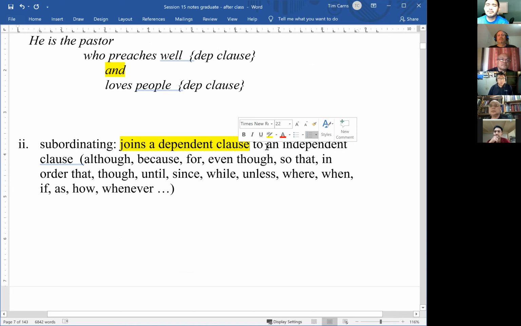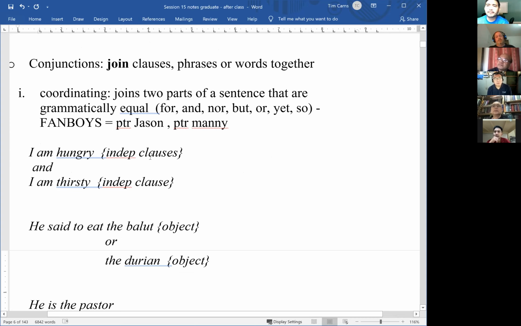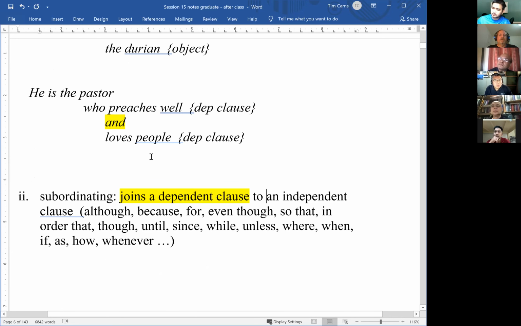All right? A coordinating conjunction joins two parts of a sentence that are grammatically equal. They could be clauses, they could be phrases, they could be words. A subordinating conjunction connects a dependent clause to the word that it modifies. Okay, it's not equal.